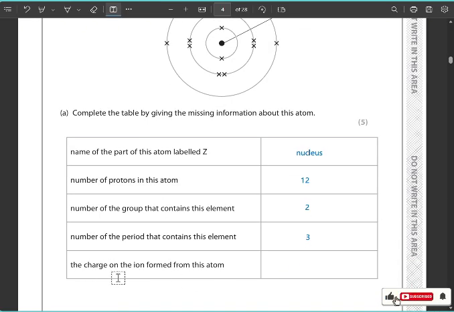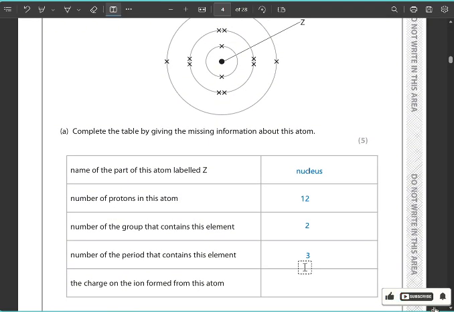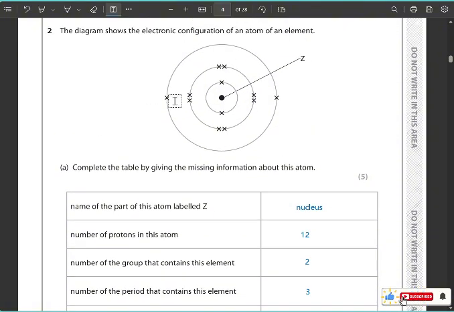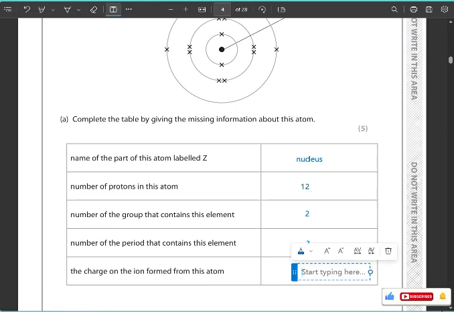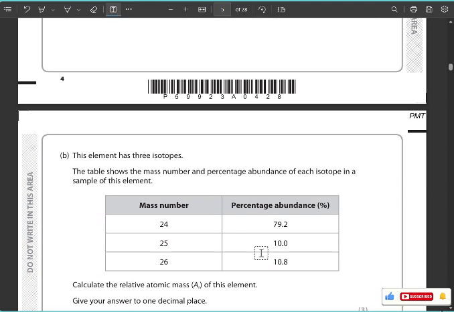Okay, the next question, the charge of the ion formed from this atom. We know that group 2 elements are metals, and they form positive ions. This atom can give its 2 outermost shell electrons to another element, which means it can produce a positive 2 charge. And next question.